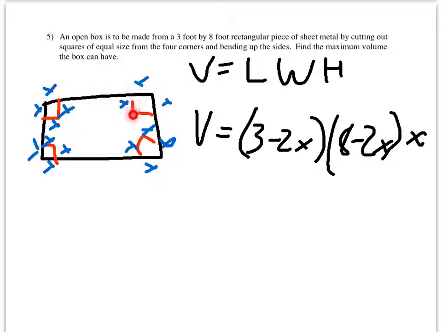You're going to cut out little things, and the length is x, right? That's why I have all these little x's. What is this? Length is 3, so 3 minus 2x is what it is now, and then 8 minus 2x is the width. The height is x, so that's the revised problem statement, expression, equation.